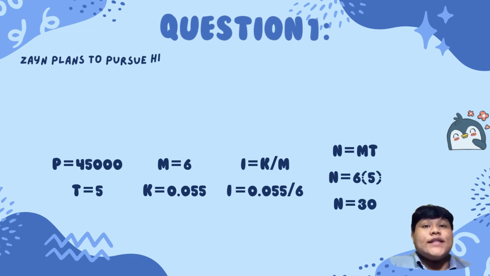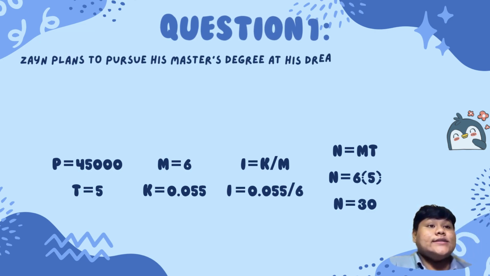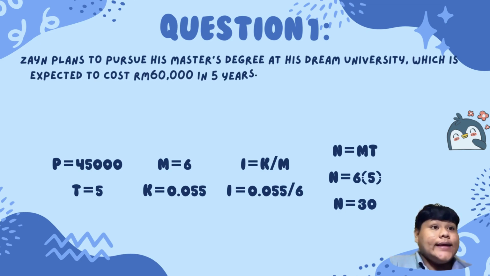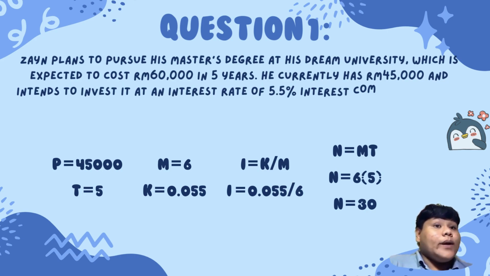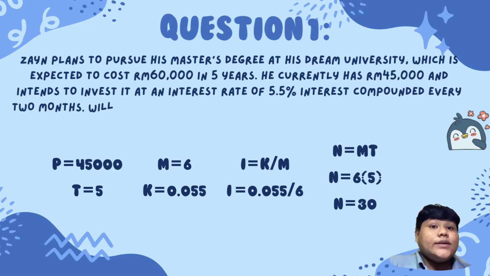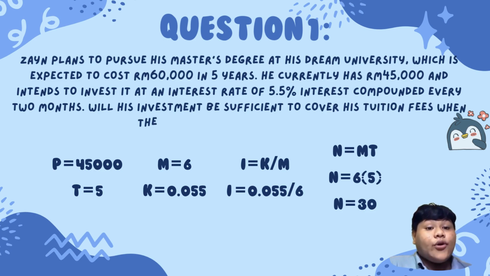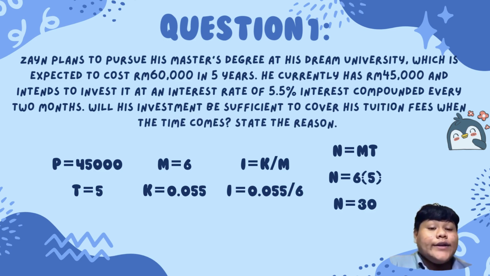Question 1. Zain planned to pursue his master's degree at his dream university, which is expected to cost 60,000 in 5 years. He currently has 45,000 and intends to invest it at an interest rate of 5.5% compounded every 2 months. Will his investment be sufficient to cover his tuition fee when the time comes? State the reason. From the question, we need to identify the keywords given.